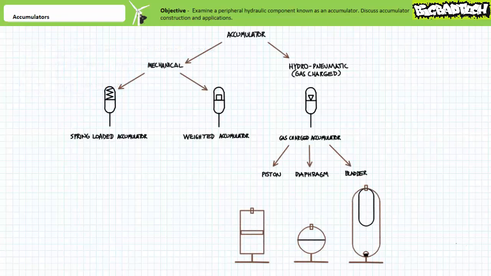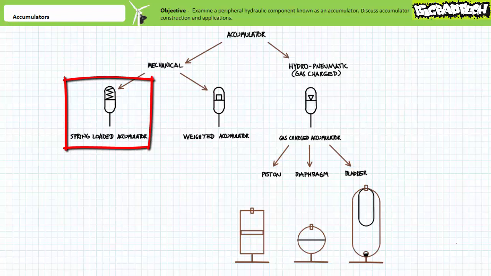Accumulators are generally divided into two classes based on how the accumulator maintains force on the stored liquid: mechanical and hydro-pneumatic or gas-charged accumulators. Mechanical accumulators are further subdivided into those that use springs and those that use weights to pressurize fluid. A spring-loaded accumulator applies force to a stored liquid by means of a spring acting on a piston.